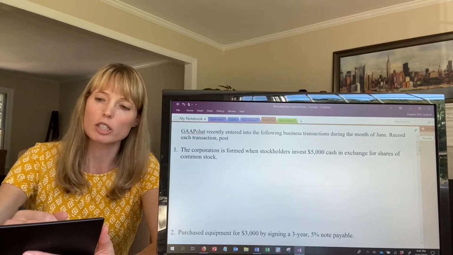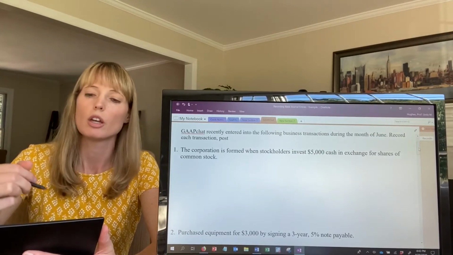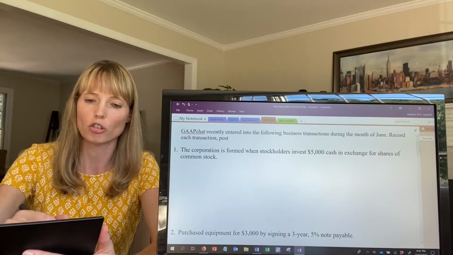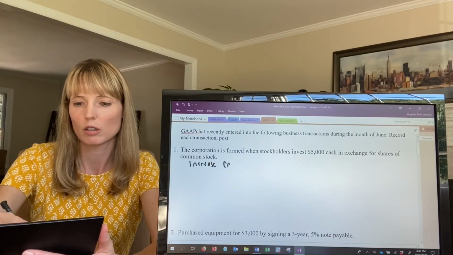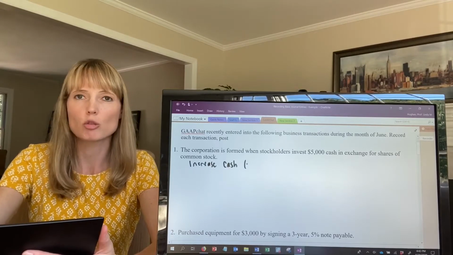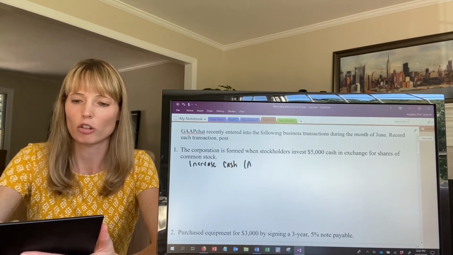So the company receives cash. Remember, we're doing this from the company's perspective. So the company receives cash, so we have an increase in cash. And cash is what type of account? Asset, liability, or equity? Cash is an asset.